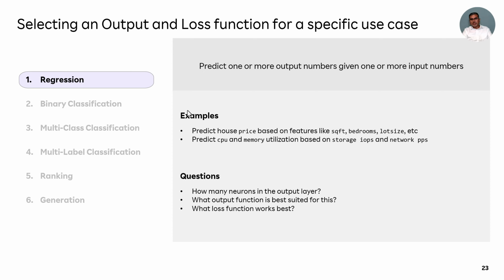Now, the obvious questions here are, how many neurons do you think you would need in the output layer for solving this use case? And what would be the right output function? And what would be the right loss function? So let's jump in and see.